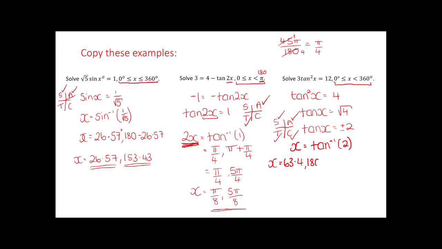So for the S quadrant, we do 180 minus our calculator answer. For the T quadrant, we do 180 plus our calculator answer. And for the C quadrant, we do 360 minus our calculator answer. When you figure them all out, you get 63.4, 116.6, 243.4 and 296.6. All values lie between 0 and 360, so that's our final answers.